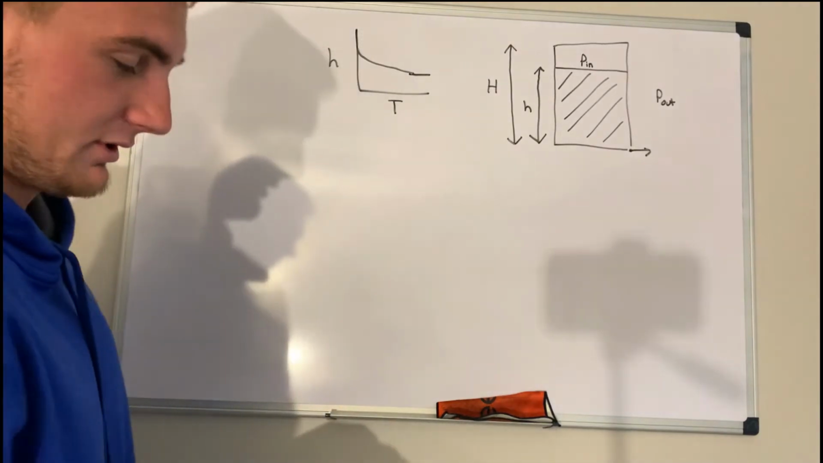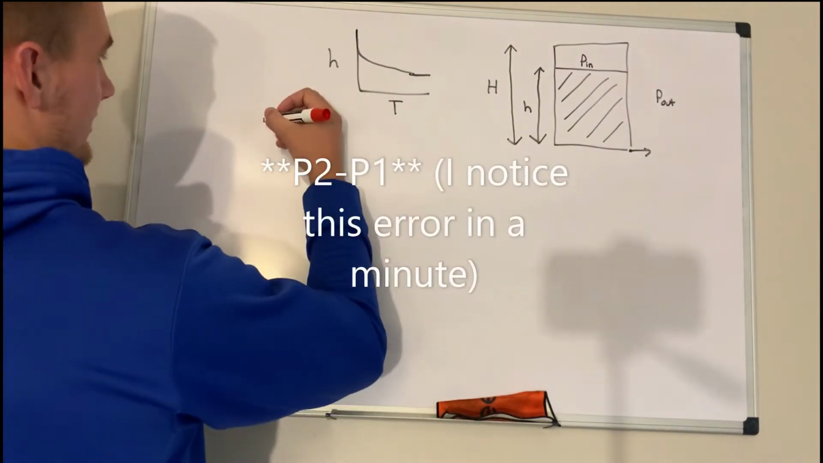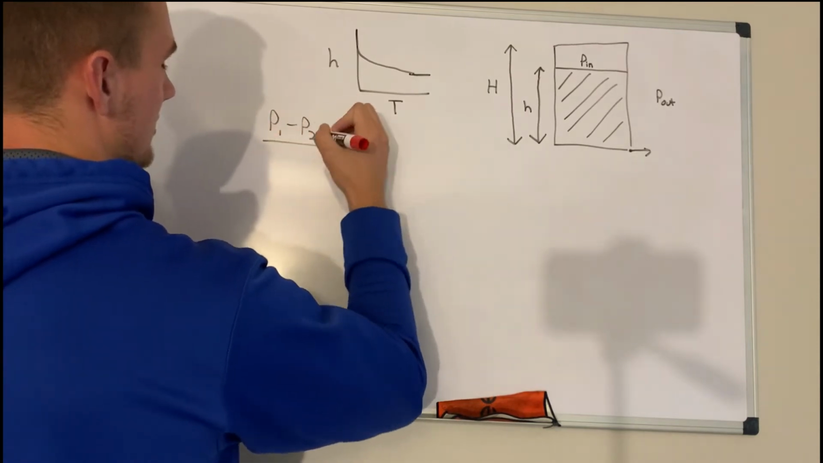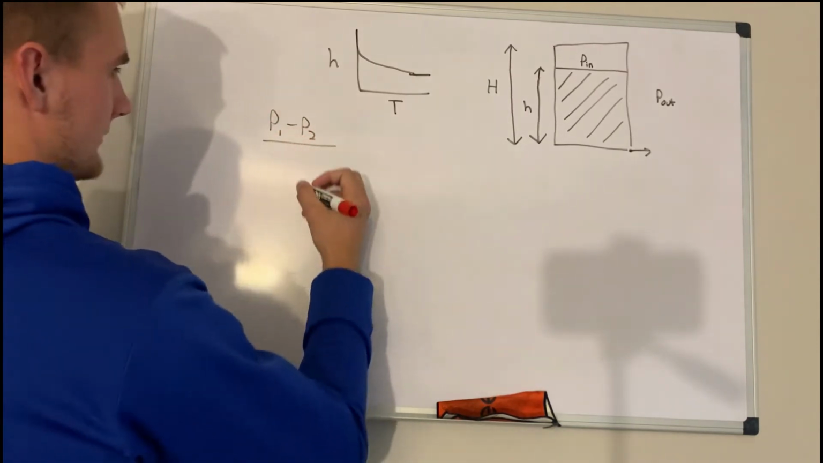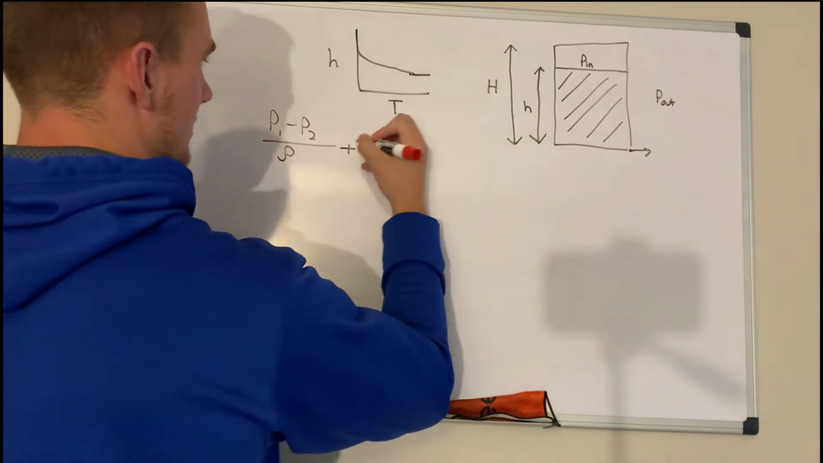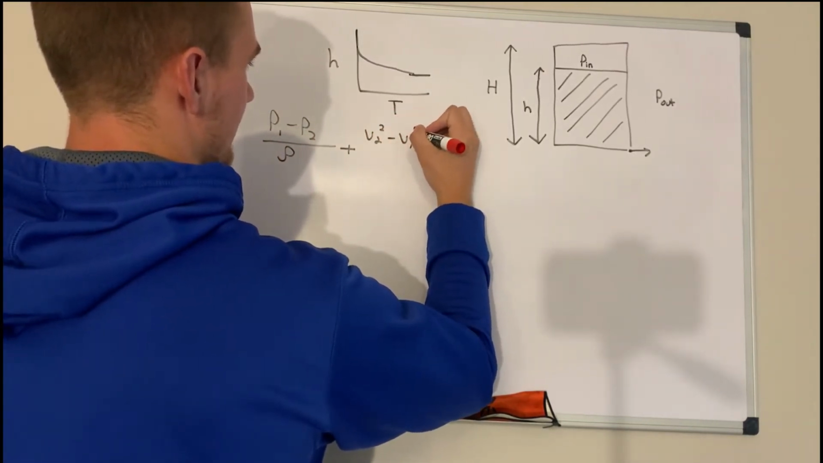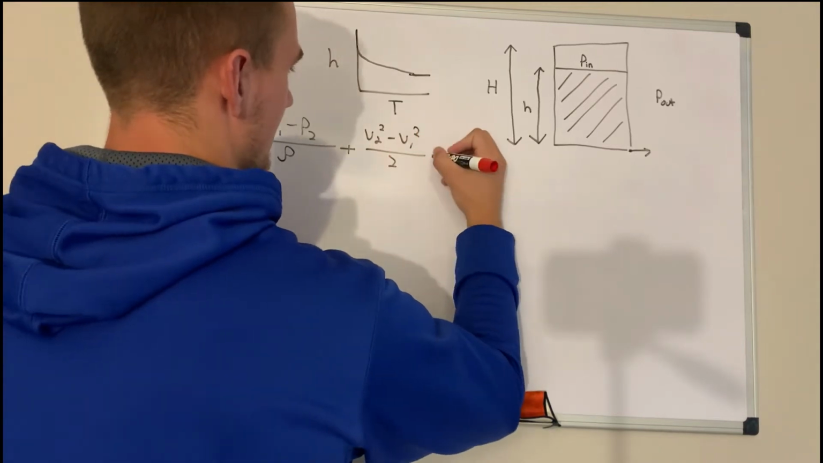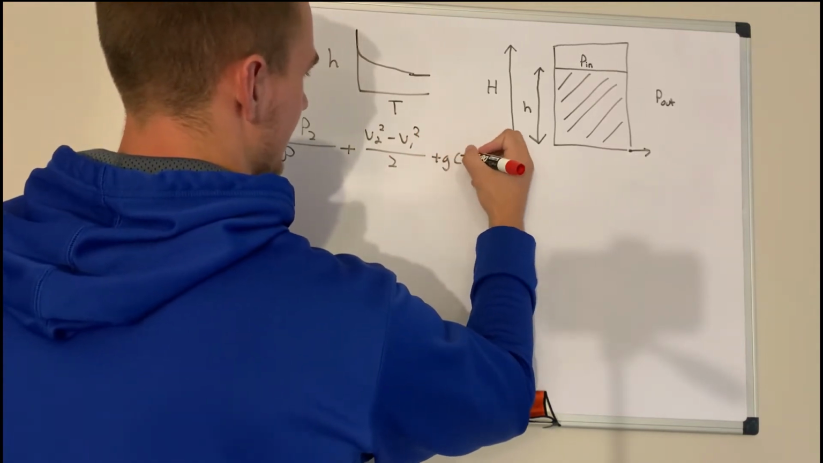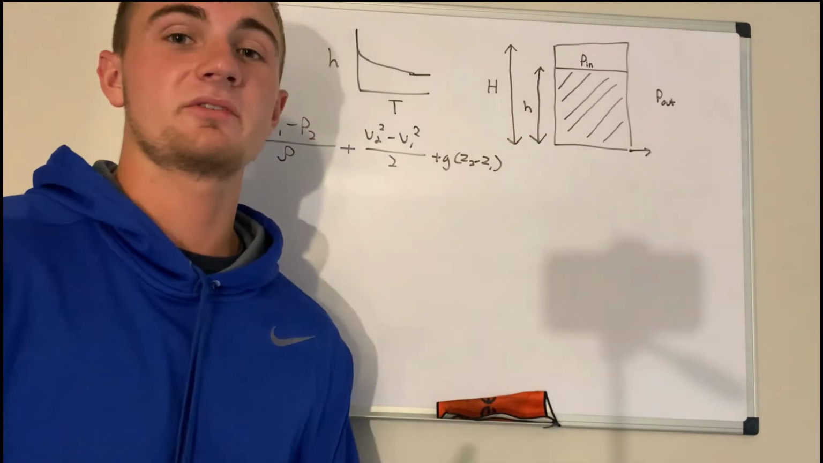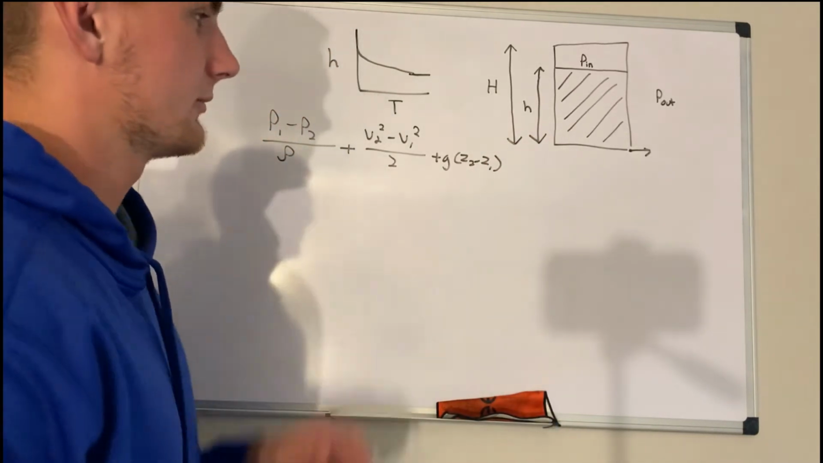So what we're going to do here, I'm going to write Bernoulli's equation down here. It is P1 minus P2 over rho plus V2 squared minus V1 squared over 2 plus g times Z2 minus Z1, Z just being the position that we're at in our system.